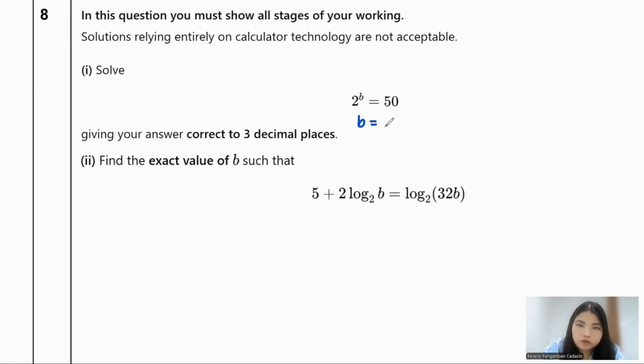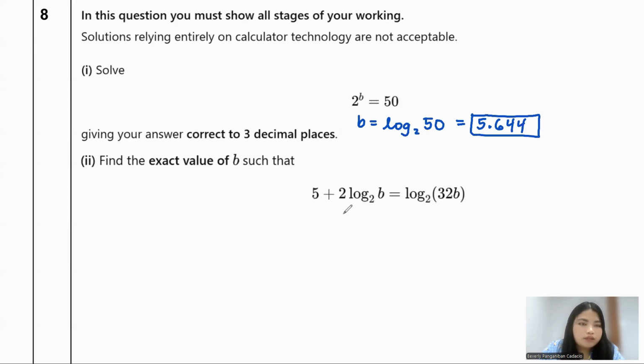B is equal to log. What's the base? 2, right? And then the argument is 50. And then you're just going to put it in calculator, which I need 3 decimal places. Log 2 of 50, I need to see that before you put the answer, which is 5.644. That's it.